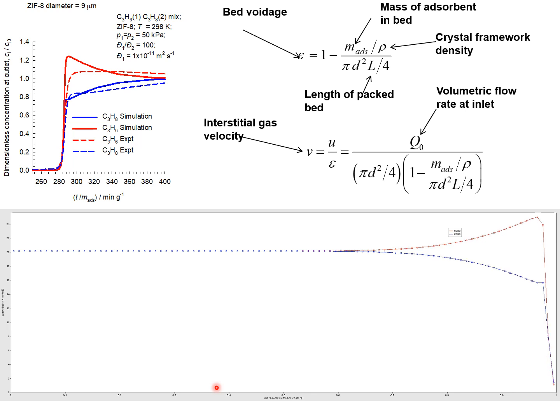And both components, propene and propane, exit at practically the same time, as shown by these continuous red and blue lines. So a choice of 9 micrometer particles will not lead to exclusion of propane as is desired. We need to increase the particle size.